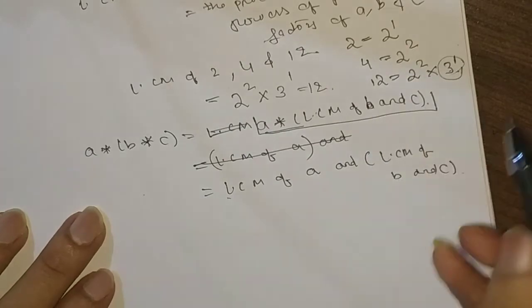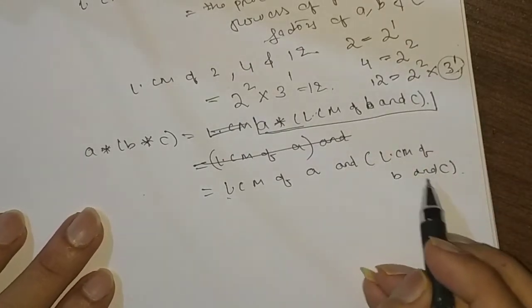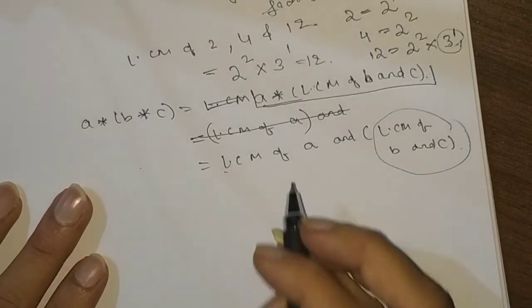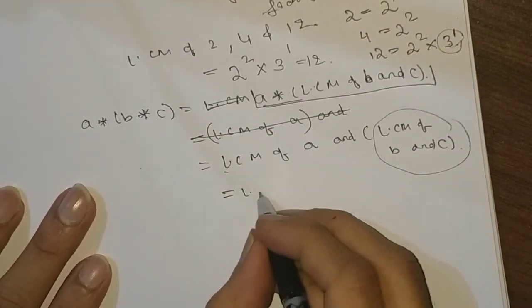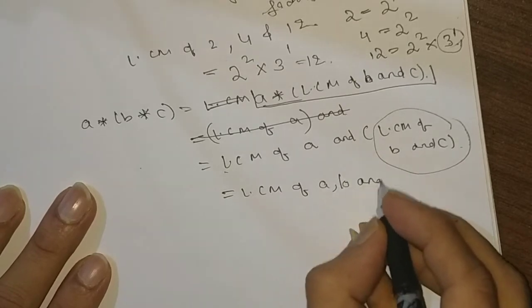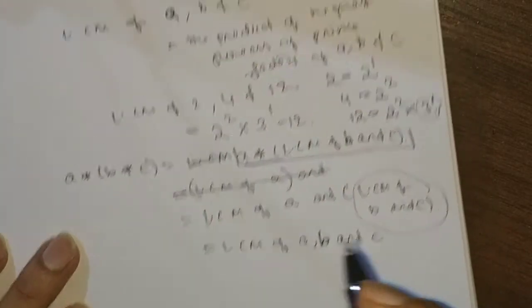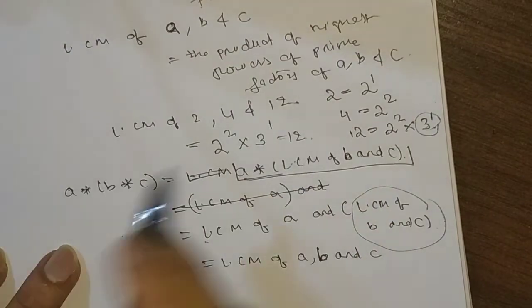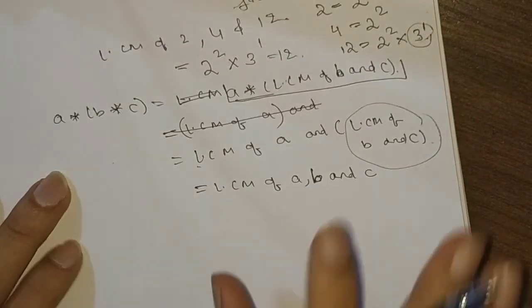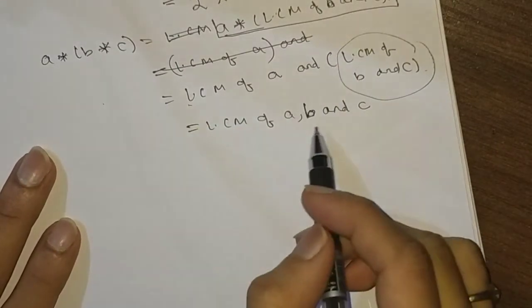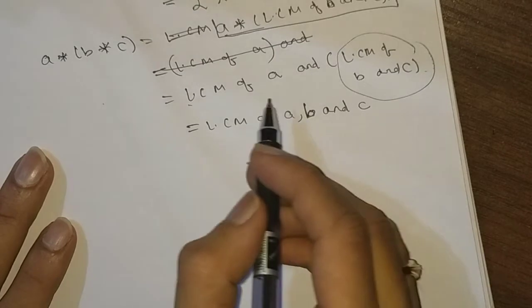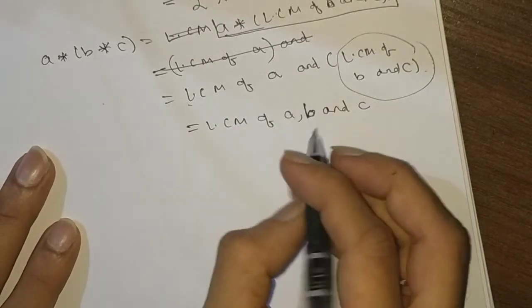A star LCM of B and C means LCM of A and LCM of B and C. This is just a number, that is the LCM of B and C. So this number will be equal to LCM of A, B and C, because in 10th standard you have studied this formula. So this is also true for 3 numbers, so you can take the LCM of A and B and A, B and C together, and that answer will be equal to this answer.